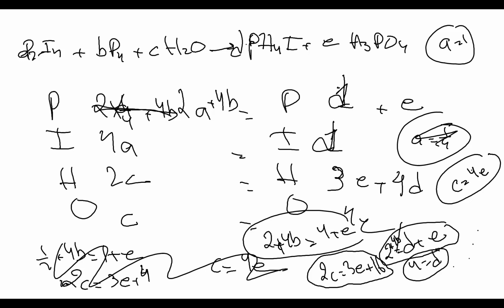Okay, now let's take these off. And C equals 4E. If C equals 4E, here we can replace this C with 4E, so 2 times 4 is 8, 8E equals 3E plus 16, so 8E minus 3E, 5E equals 16, E equals 16 over 5.